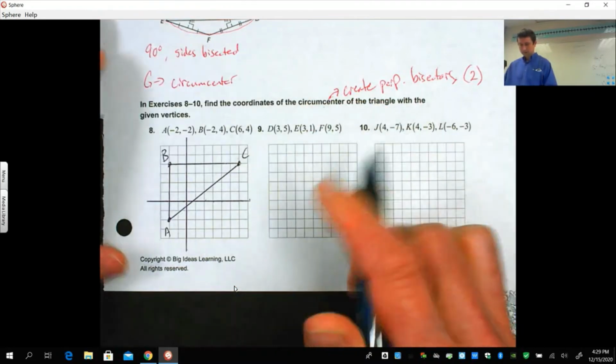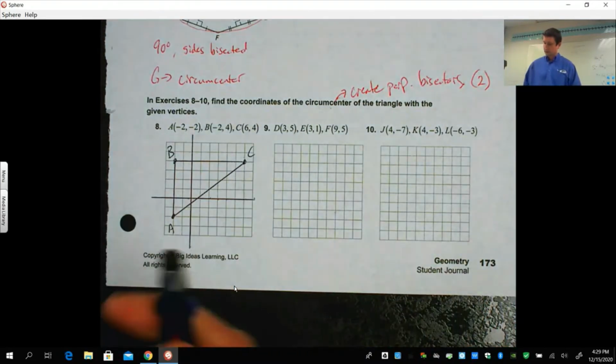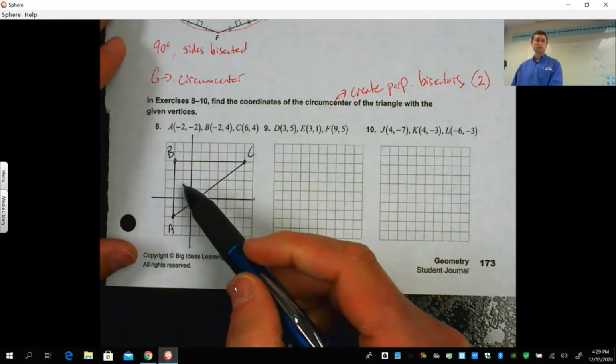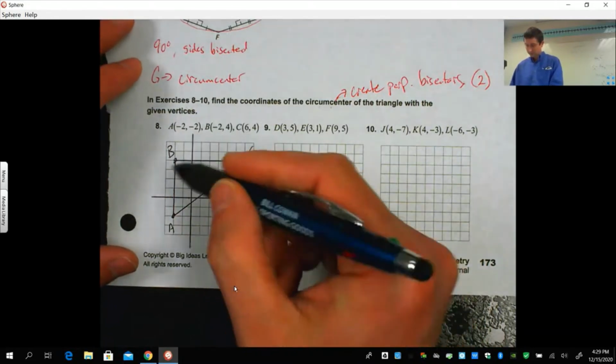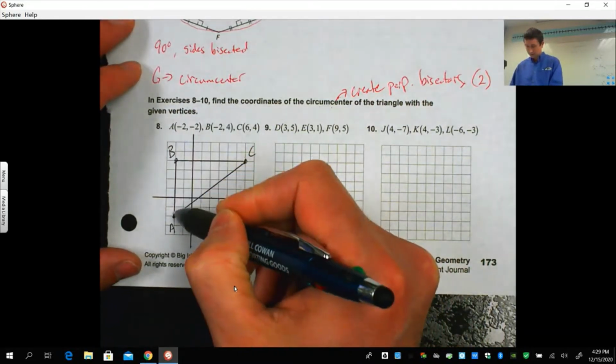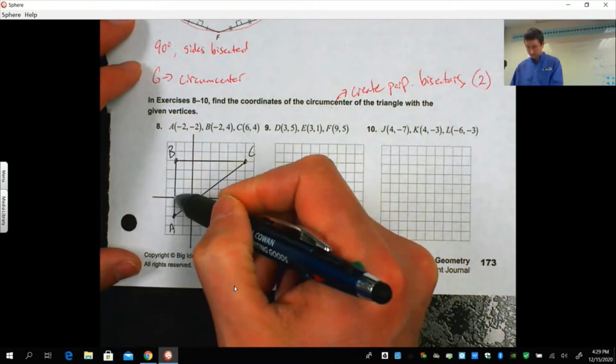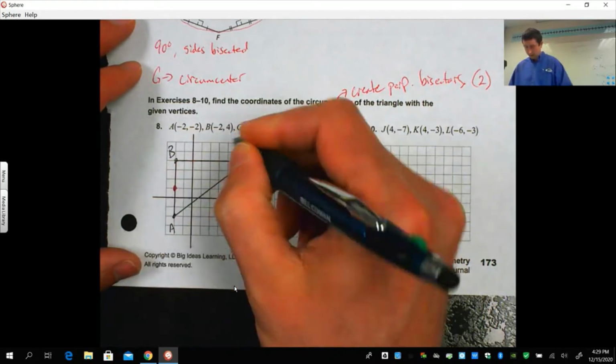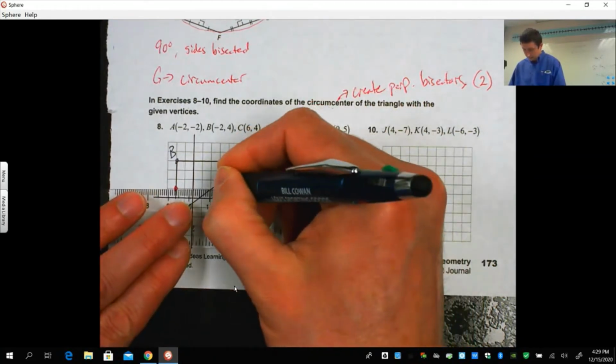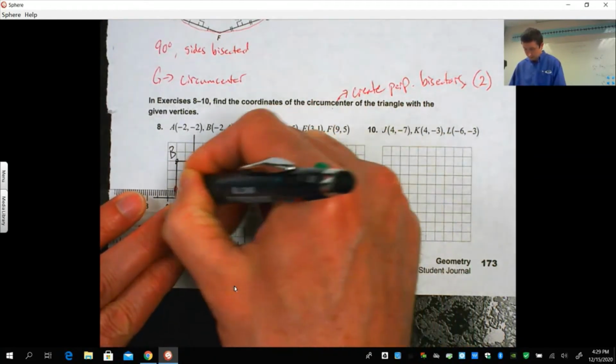Okay, so we have A, B, C. We want the perpendicular bisectors. Horizontal and vertical lines are great. We love them because they're easy to count. So A to B, the length would be 6, so half of that is 3. So there's that, and that makes our perpendicular bisector go right there.